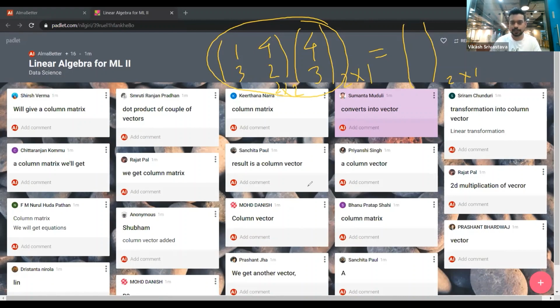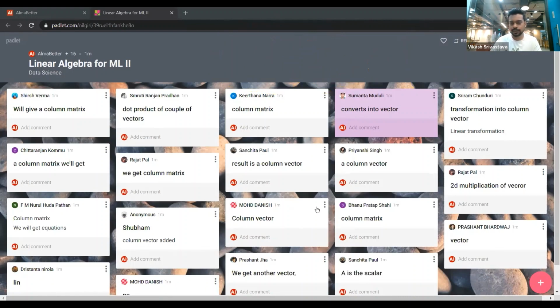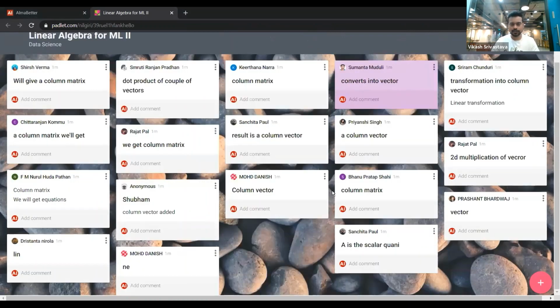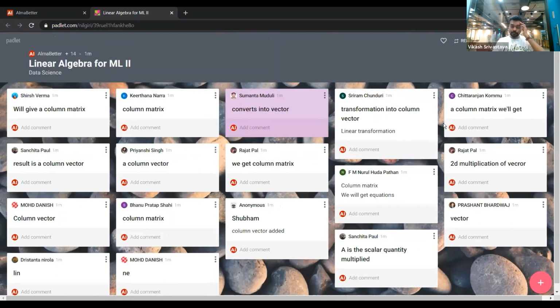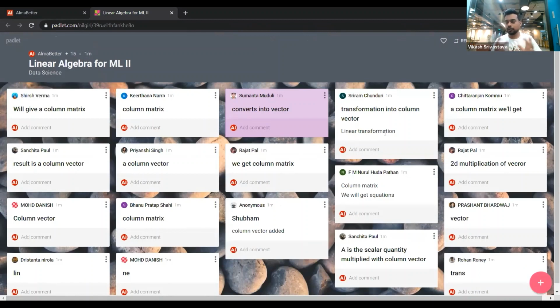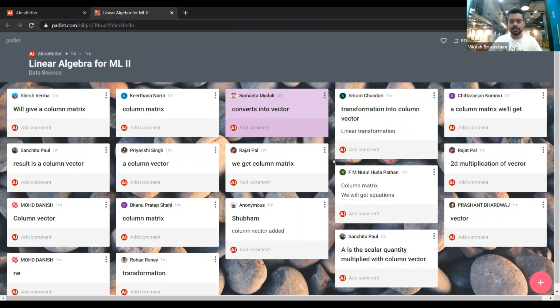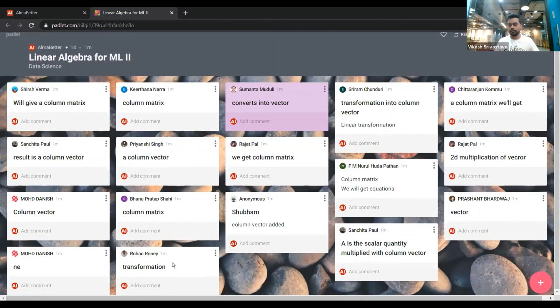Okay, so maybe I can just scroll down a bit and see what the other guys are writing. I got this particular term from Sri Ram. So he's saying linear transformation. So today, towards the end of the lecture, you'll think about matrix in a very different way. Okay, that I'm pretty sure. So it's a transformation. Rohan is also saying that particular term, transformation, which I actually wanted to get from you guys. So at least a few people got it.